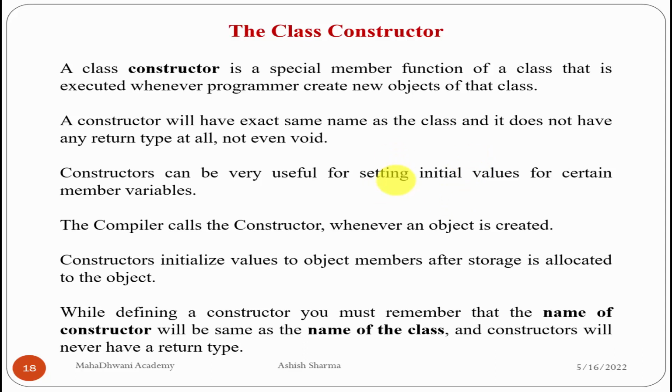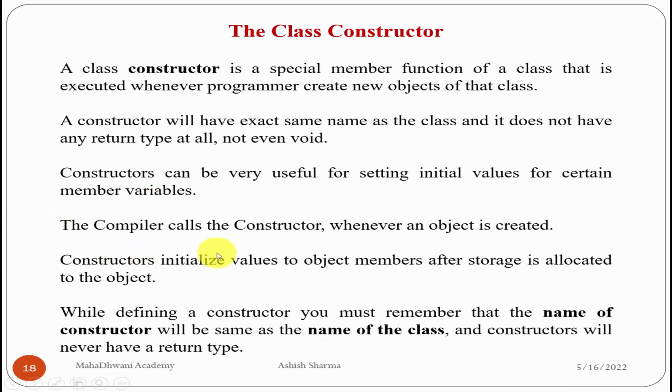A constructor should be written inside the public section of the class. A constructor is never private. It should be public all the time. A class constructor is a special member function of a class that is executed whenever the programmer creates new objects of that class. It has the exact same name as the class and does not have any return type at all, not even void. Constructors are very useful for setting initial values for certain member variables.